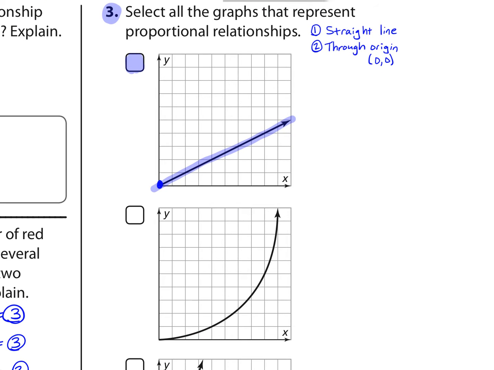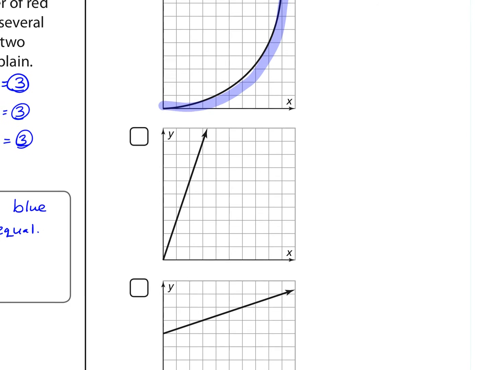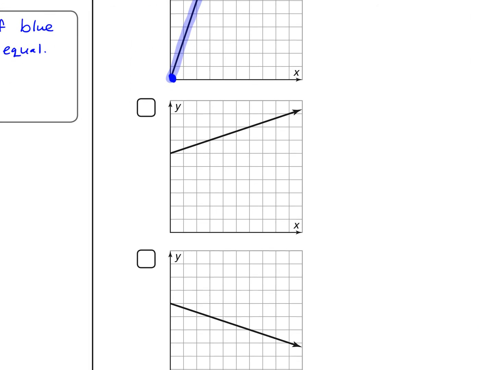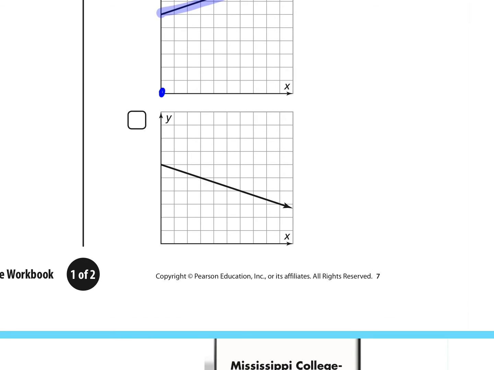The second one is not a straight line, so it's not proportional. This third one is a straight line, and it goes through the origin through 0, 0. So it is proportional. This fourth one is a straight line, but here's 0, 0, and it doesn't go through it, so it's not proportional. And then this last choice is also a straight line, but here's 0, 0, and it does not go through it, so it's not proportional.